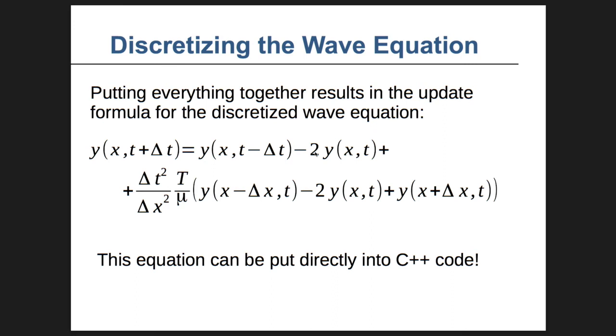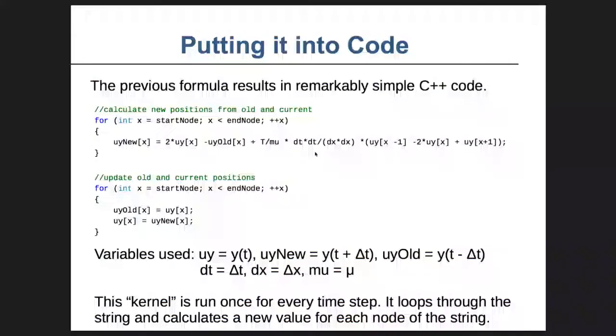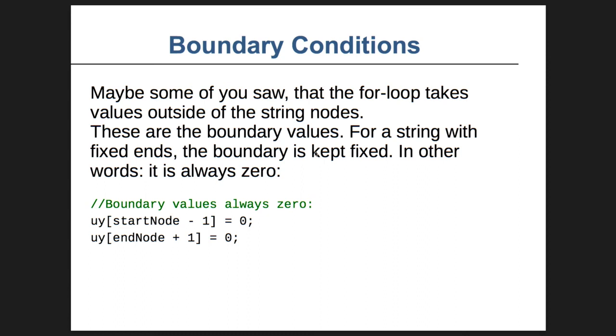And we can put this into C++ code quite easily. This formula from the last slide can generate this actually quite simple C++ code. It's not big, it's about 10 lines of code to solve the wave equation. As you can see, it's a for loop going through all the nodes of the string, the discretized nodes. For each node, it calculates a new value from the old values, which we already know. This loop you would call once per time step. We also have the boundary conditions. We assume the string is perfectly rigid, so the boundary conditions will be set to zero. So it doesn't move at the boundaries.